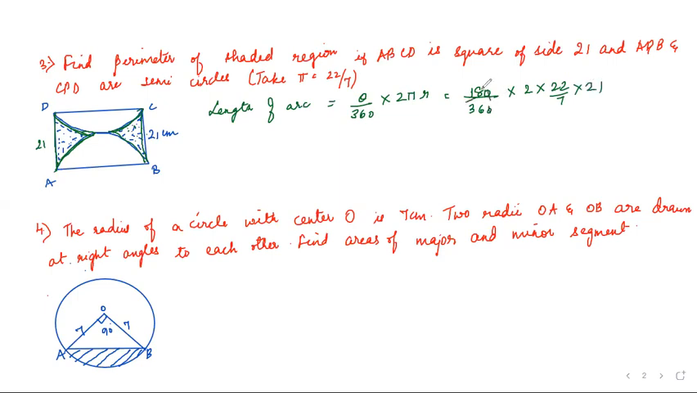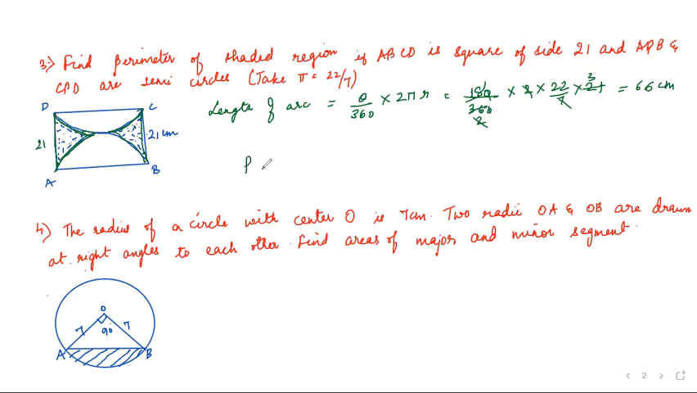180 cancels with 360, 2 cancels with 2. 7 ones are 7, 7 threes are 21. I think I missed something. 7 ones are 7, 7 threes are 21. So we get this as 22 into 3, okay, we get 66 centimeter as the length of the arc.